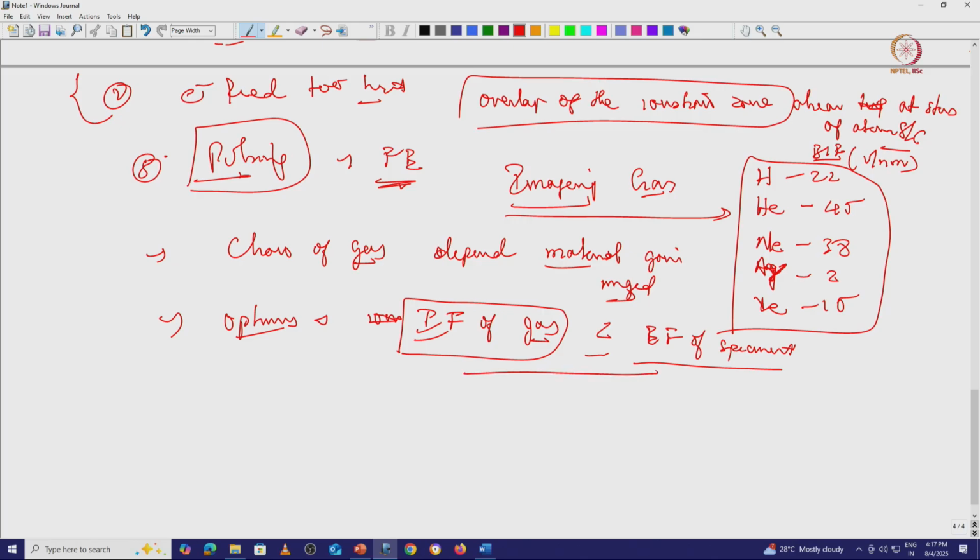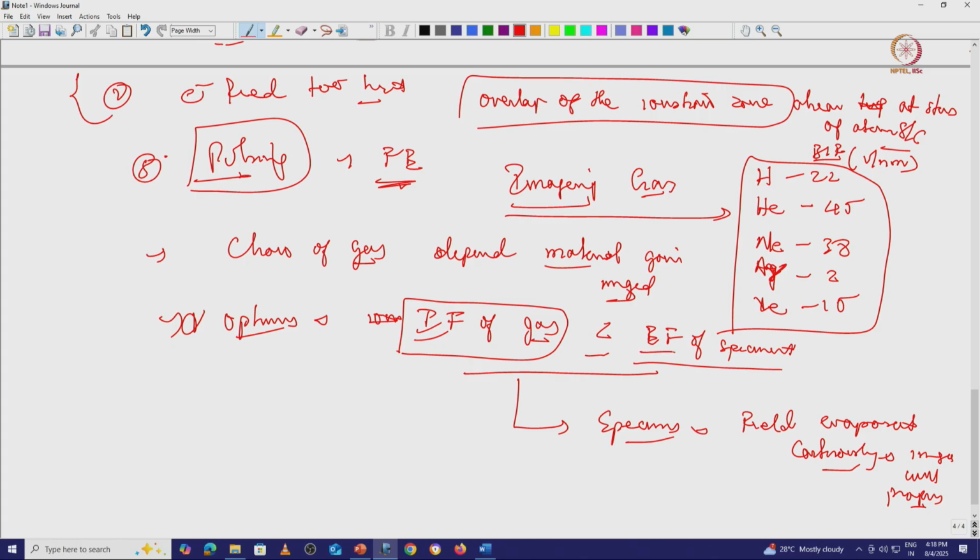If this is not the case, then the specimen will field evaporate continuously, and no proper image will be formed. The image will not form properly. So this is the optimum condition we follow: the ionization field of the gas should be lower than the evaporation field of the specimen.